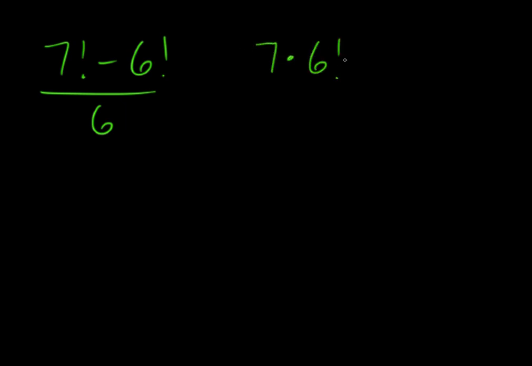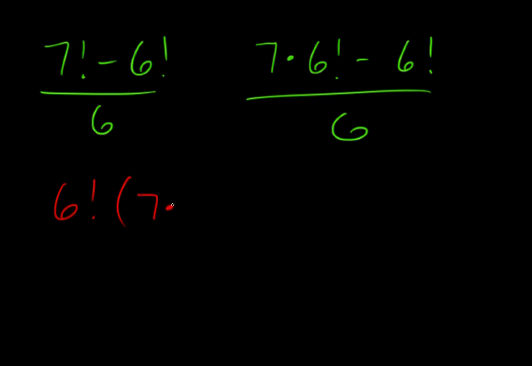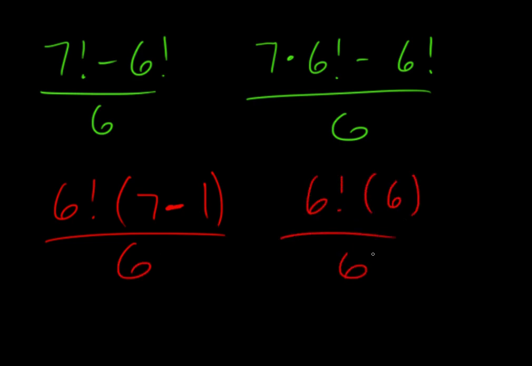Okay, and one more: 7 factorial minus 6 factorial over 6. Once again, we'll write this down to 7 times 6 factorial minus 6 factorial. We can factor a 6 factorial out on top, and we're left with 7 minus 1. 7 minus 1 is just 6. And so overall, this was just 6 factorial.